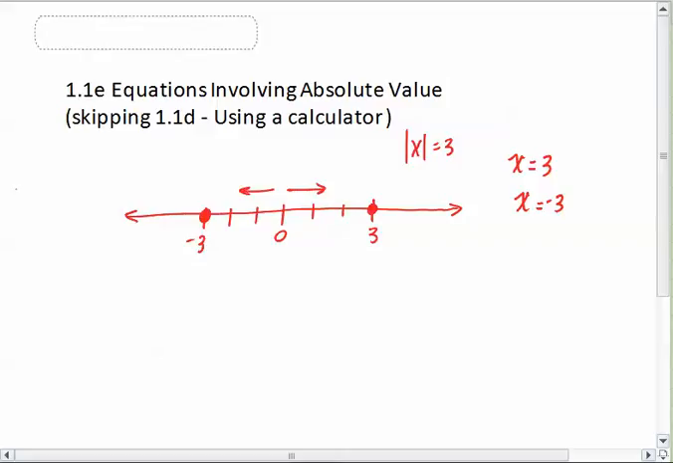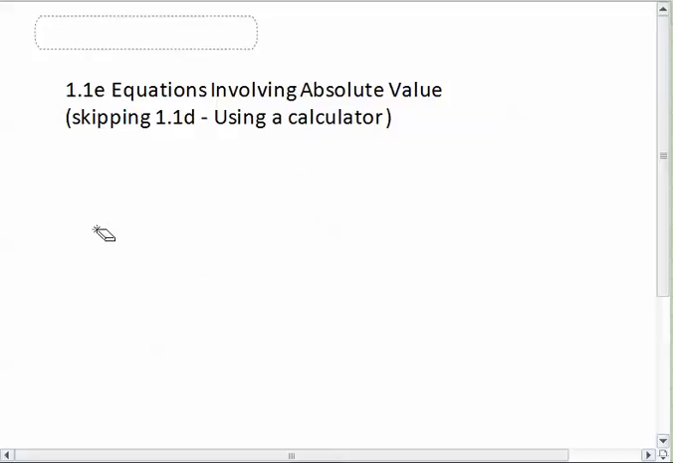So when you think about absolute value, just think of 2 directions. When we have 2 directions, we're going to have 2 cases. So we'll be seeing that over and over again. When we're solving an absolute value equation, we're going to have 2 cases. Let's start with this example that looks like this.